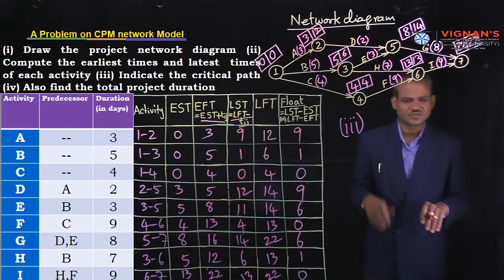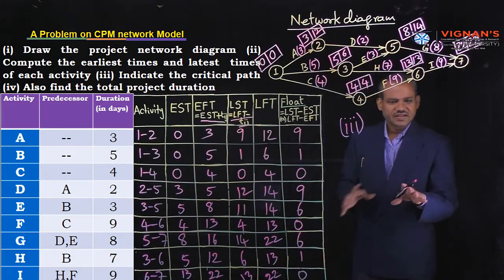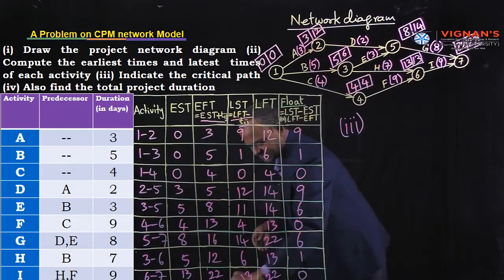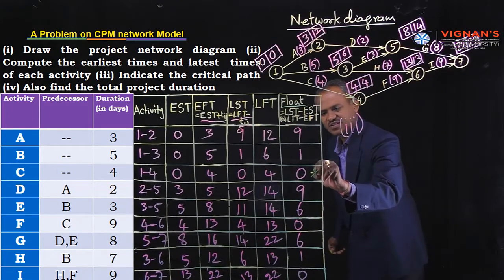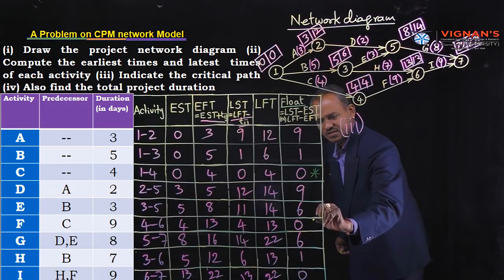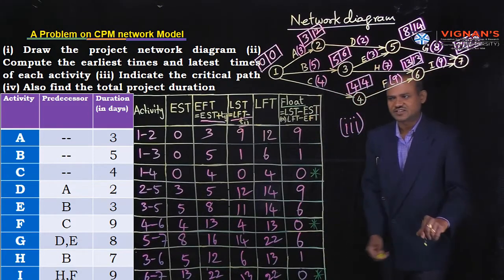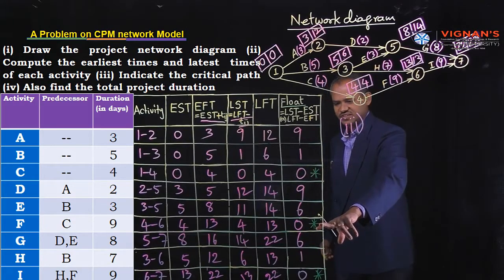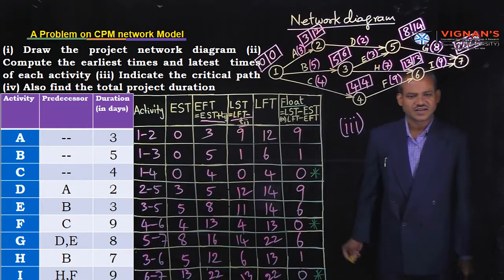That is one logic. Observe any activity having zero float. Which activities? Identify those activities. This activity has float 0. Similarly this activity. How many activities are there? 3 activities. What are they? 1 to 4, 4 to 6, and the last one is 6 to 7. These are the critical activities.